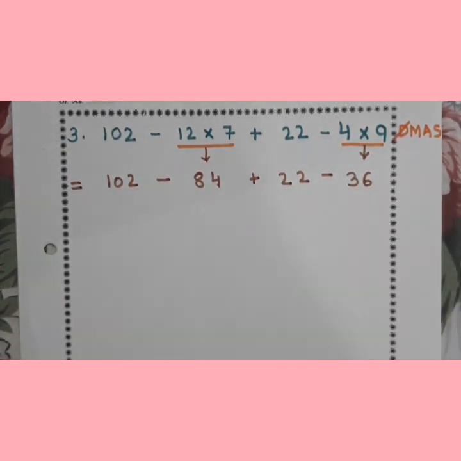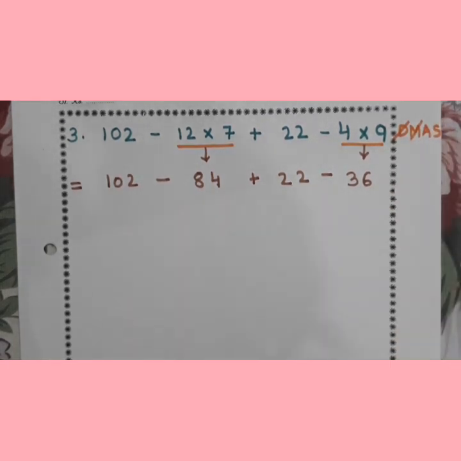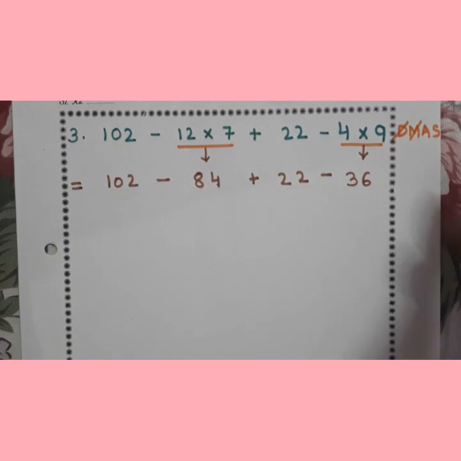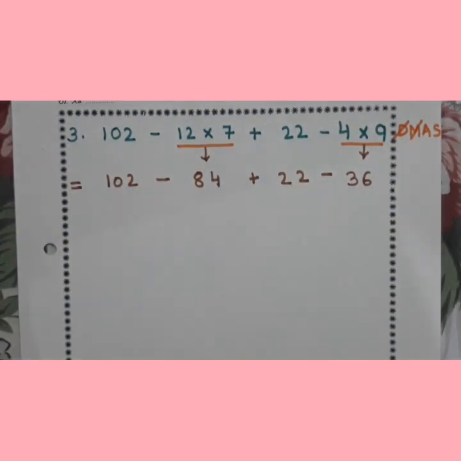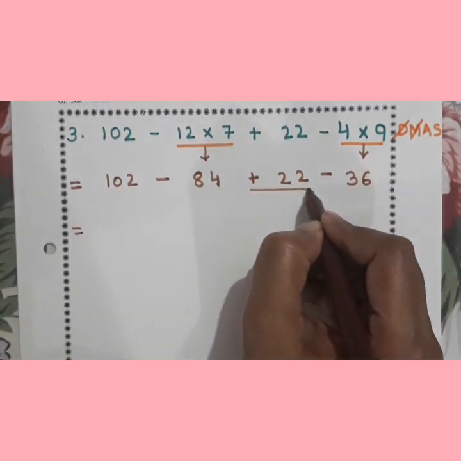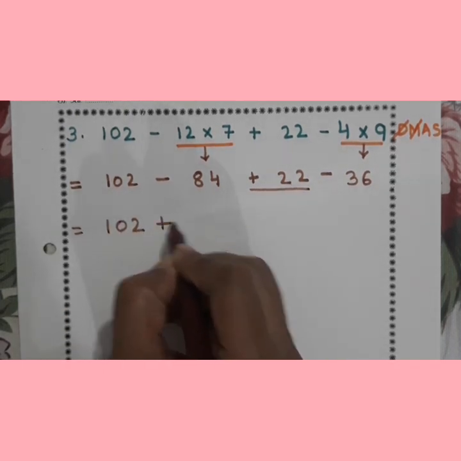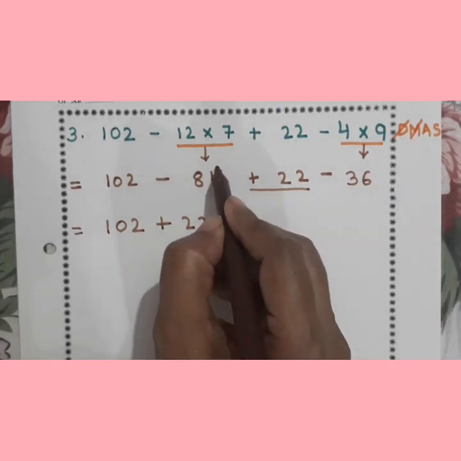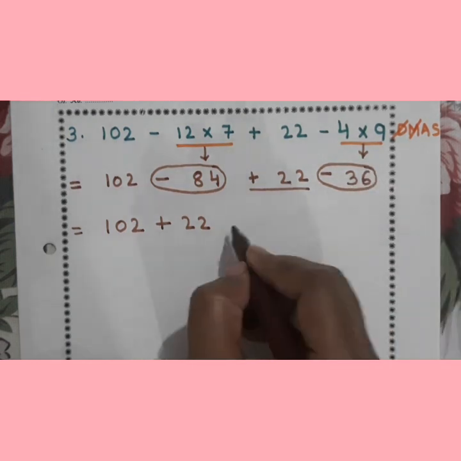Alright, next, what do we do? Our multiplication is also over. Next, you can see your subtraction and multiplication all mixed up. So what are you supposed to do? You are supposed to arrange them very nicely. Do not forget, you have to arrange them very nicely. So how do we arrange? Remember, we have to see the sign before the number. It is 102 plus 22. Now rest of the things will be copied down. Minus 84 and minus 36.